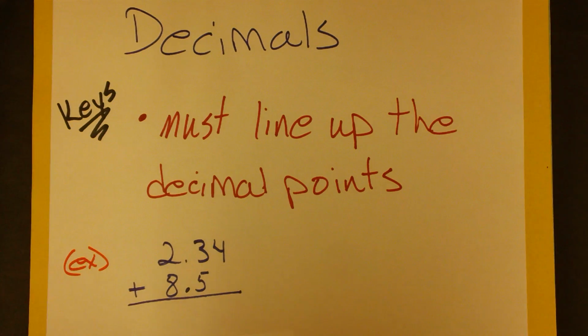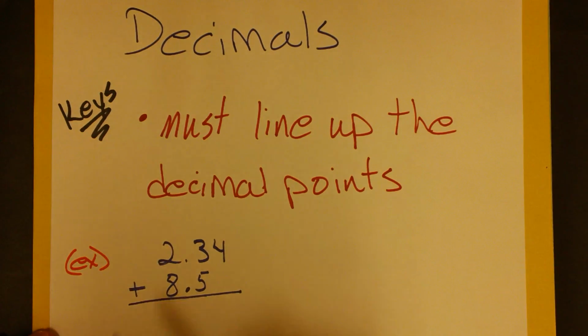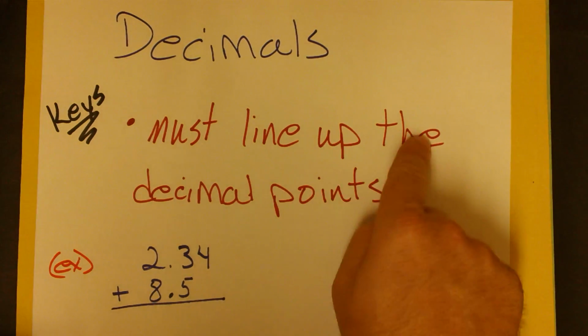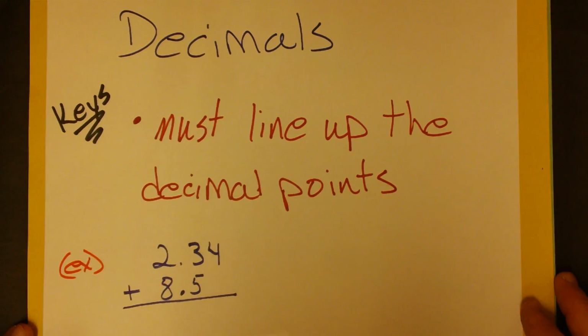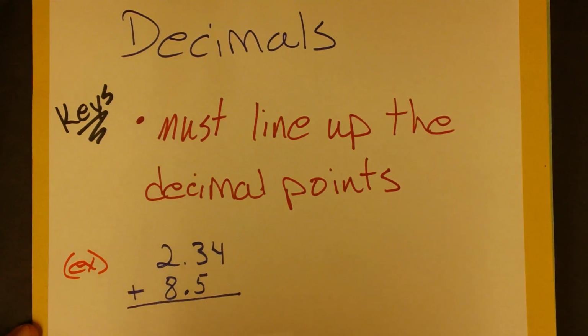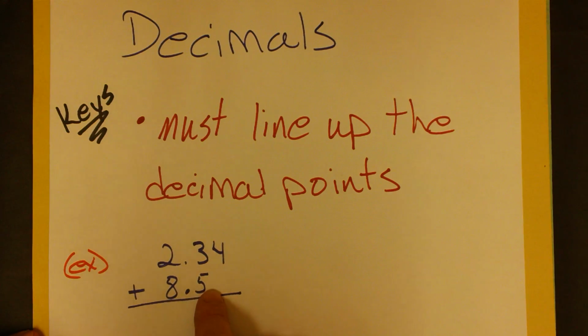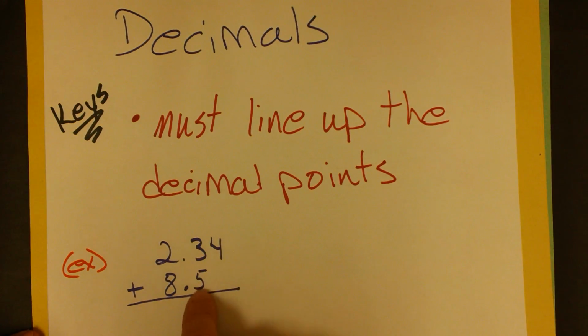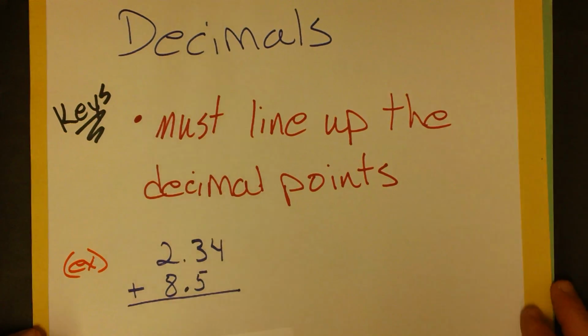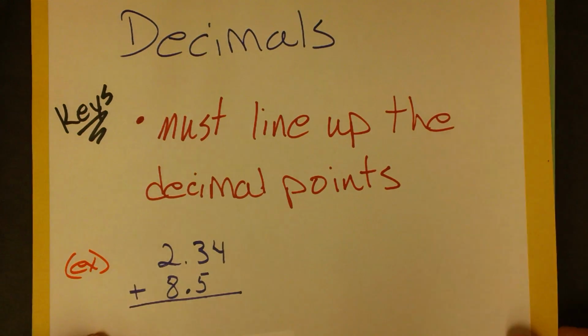Now let's look at adding and subtracting decimals. The key when adding and subtracting decimals is that you must line up the decimal points. It's not an option. You have to in order to get the correct answer. Here's an example, 2.34 plus 8.5. We have to line the decimals up in order to get the correct answer.